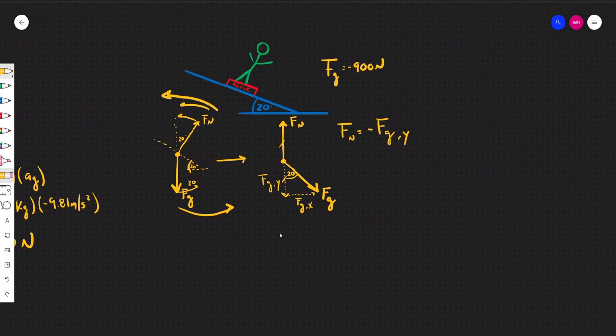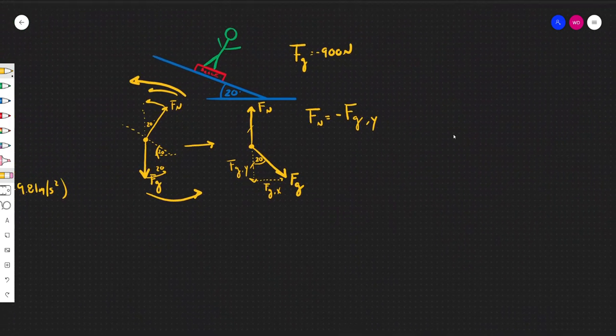Okay, so I'm going to move this over here, give myself a little bit of room to work. I'm going to redraw this triangle so I have a nice big picture to work with. This is the force of gravity. We said the force of gravity is 900 newtons down. This is Fgy, the y component of the force of gravity. This is Fgx, and this is 20 degrees. I've just taken this vector and drawn it down here. In this case, Fgy is adjacent, the adjacent side of my triangle.